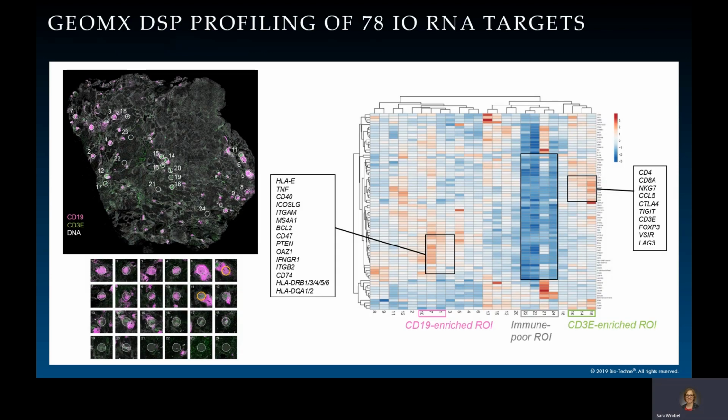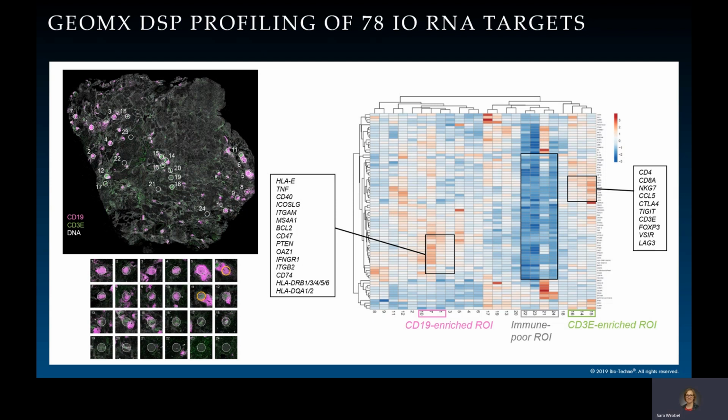Next, the actual digital spatial profiling of those areas that have been selected within the piece of tissue. In this case, this study just looked at 78 different genes to understand the gene expression in these regions. Of the 24 regions of interest, which you can see along the bottom, those were profiled and selected based on the CD19 and CD epsilon enrichment.